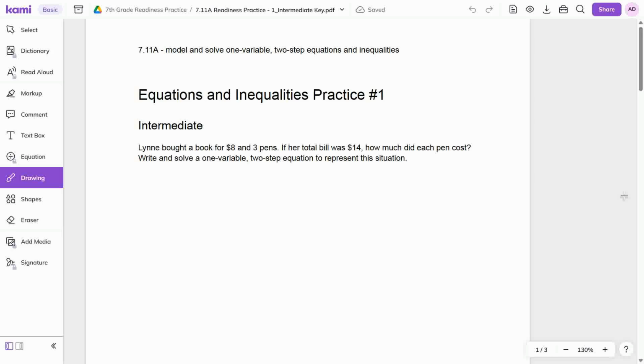Today we are looking at the 7th grade concept of equations and inequalities. This is 7.11a Readiness Practice, the intermediate version.